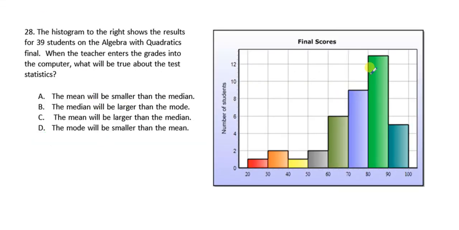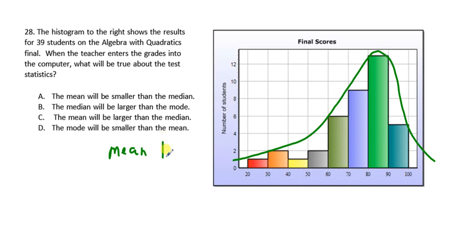All right. So this is skewed to the left. There's a tail to the left. So what that means is mean is to the left. Skewed to the left means mean to the left. Mean is going to be left or less than the median. Mean is less. Median will be larger.